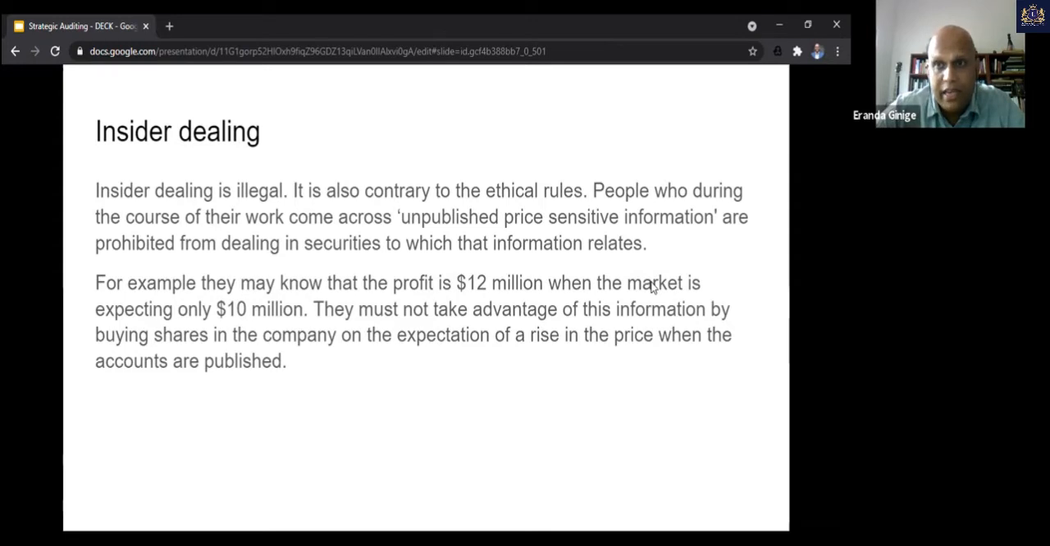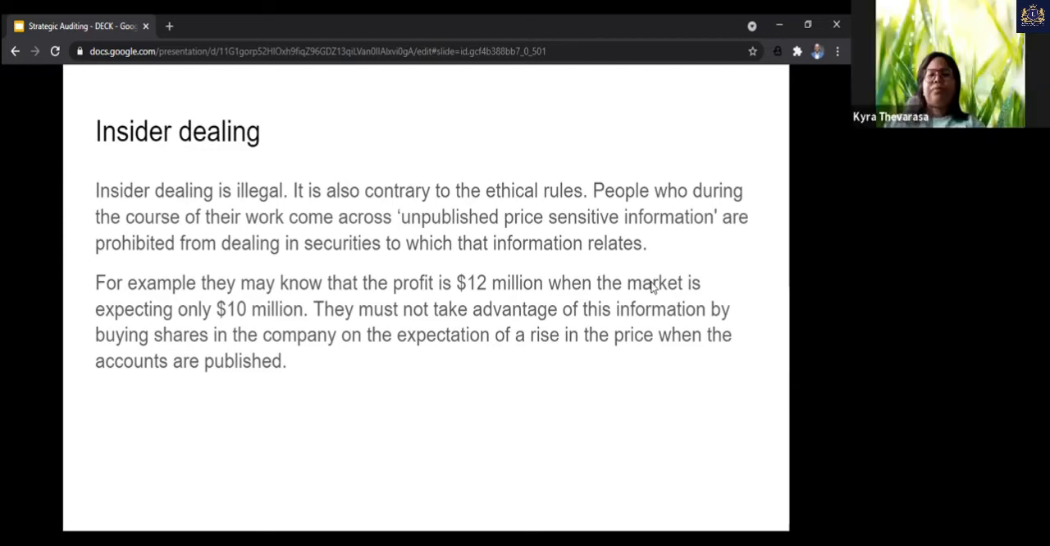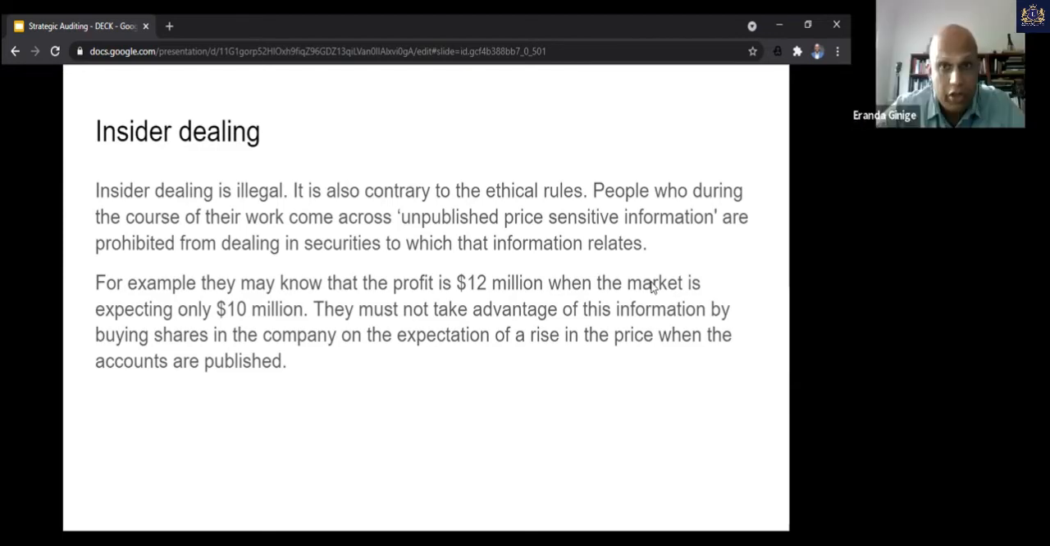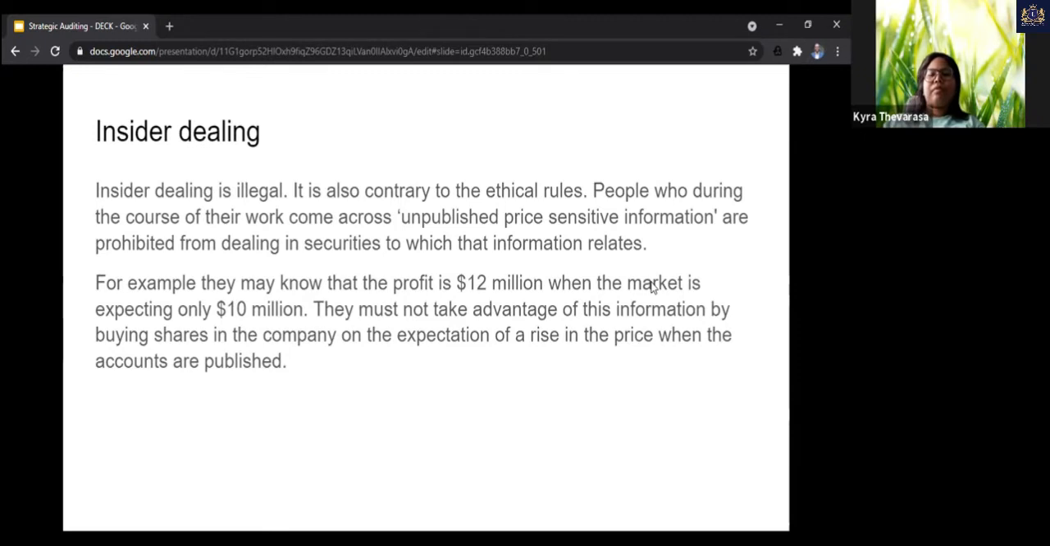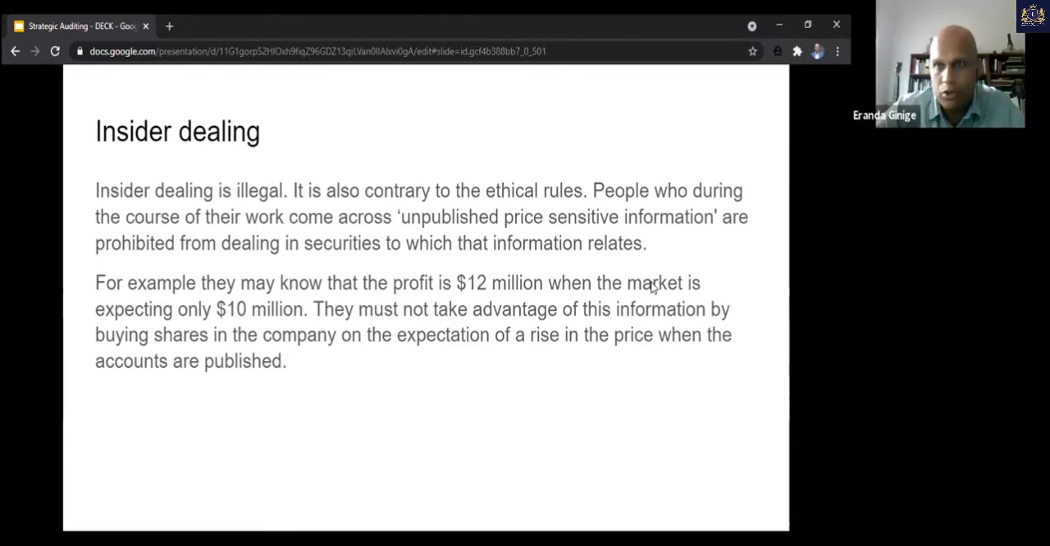Now you have this information, and what you can do is actually buy shares of that company, because you know that when this information is published, it's going to cause a share price increase. So you should not do it, and you should not use that inside information to make money for yourself, or pass that information to others who could potentially make money on that.